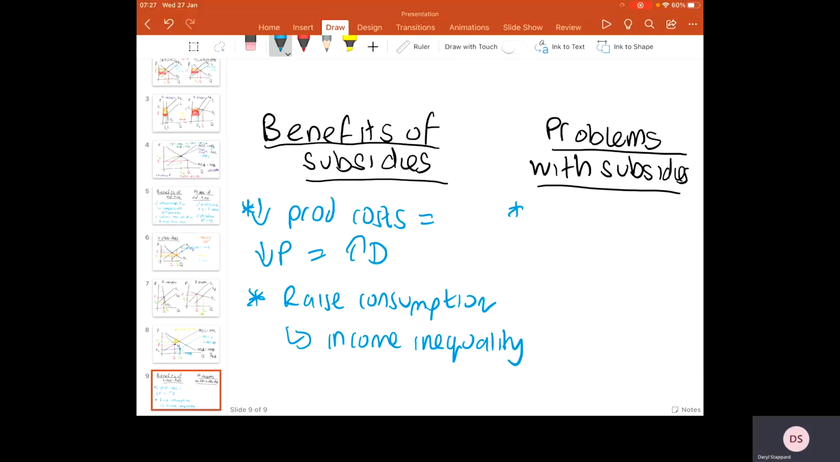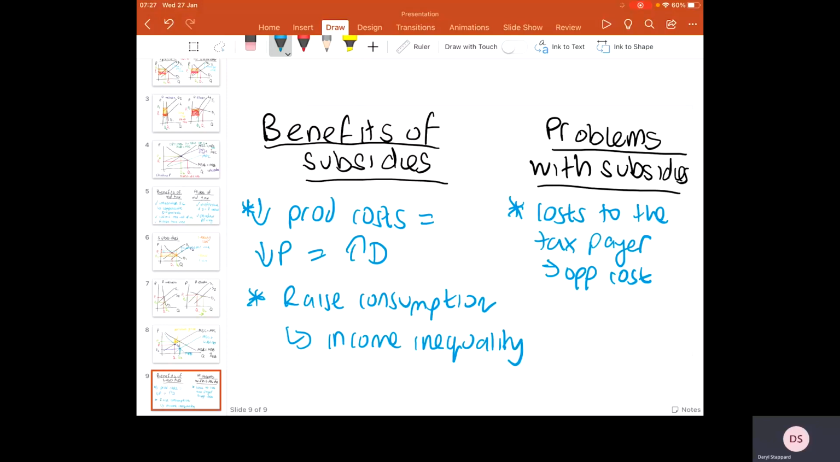Now the problems though, it will create costs for the taxpayer. That subsidy will have to be funded through raising taxes or taking money away from other parts of government spending, and that can carry an opportunity cost. It could mean that people have to pay higher taxes, or it could just mean that other parts of the economy, healthcare, education, flood defences, police, etc., will get less money.